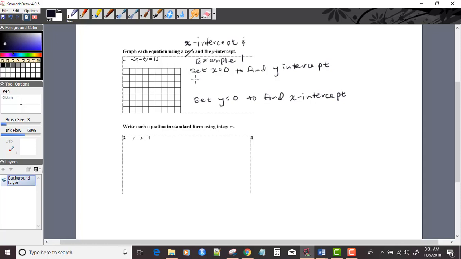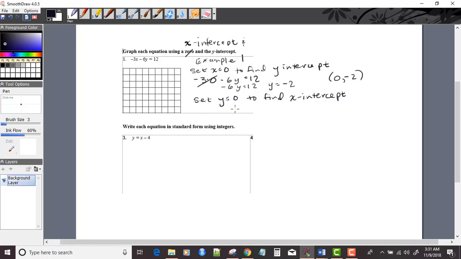So in here, if I set x equal to 0 in this equation, I would have negative 3 times 0 minus 6y equals 12. This becomes 0, so I have negative 6y equals 12, and y equals negative 2. Why? Because negative 6 times negative 2 equals 12. So 1 point, this would be my y-intercept, where the line crosses or intersects the y-axis at 0, negative 2.